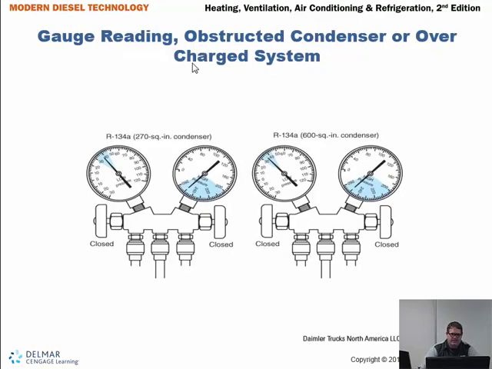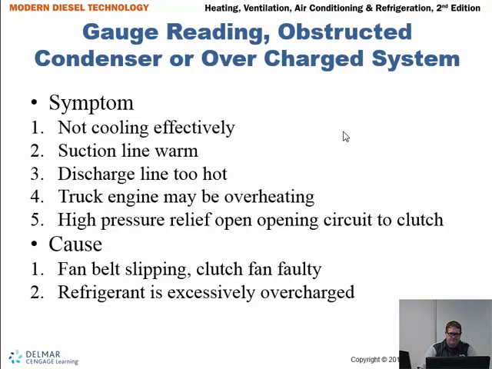All right, gauge reading obstructed condenser or overcharged. So as you're looking at this, obviously we're going to have kind of a high low side pressure, and you're going to have a high side pressure, having a pretty big range there. Then on our bigger condenser, you're going to have 30 to 45 on your low side gauge, so you're going to have high low side pressure, and then you're going to have high side pressure as well, same thing.